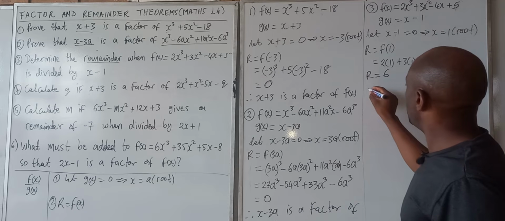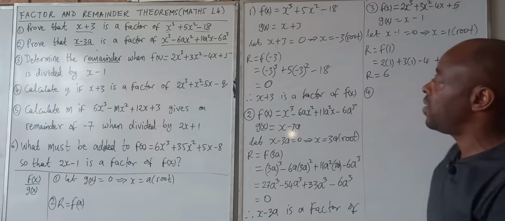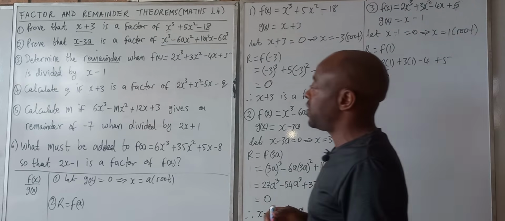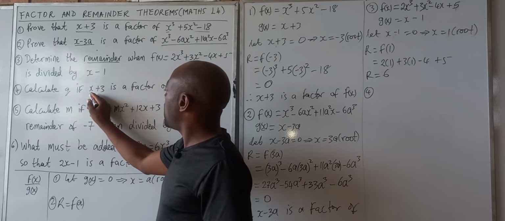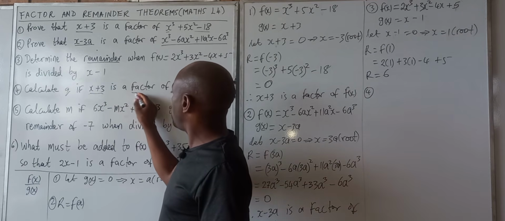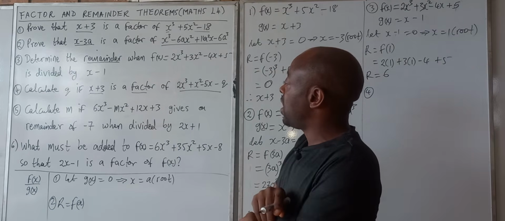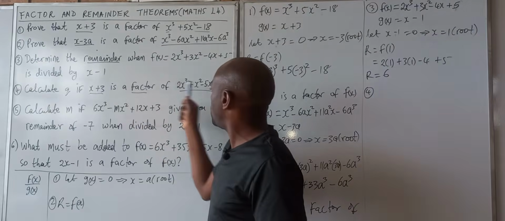Then we can go to number 4. So number 3 was on the remainder theorem. Number 4 now is gradually bringing us into applications. It says we should calculate the value of q if x plus 3 is a factor of the other function. So underlining things that are important to me, I must always see 2 functions given to me.